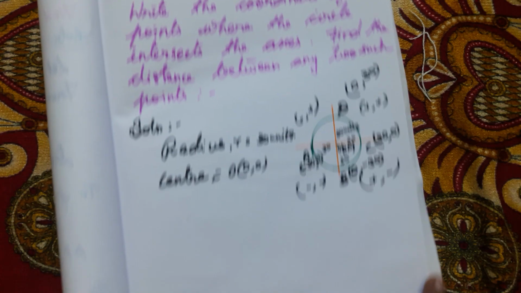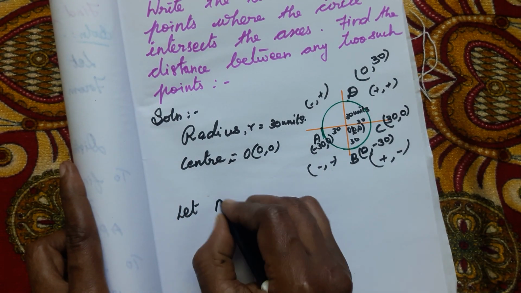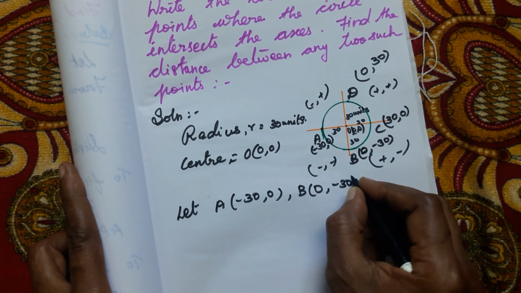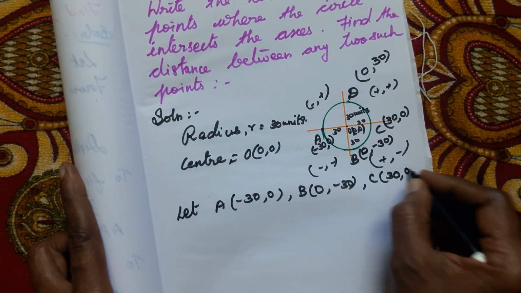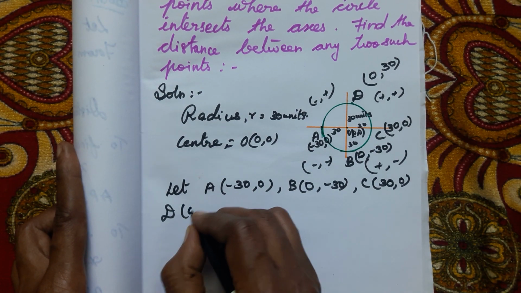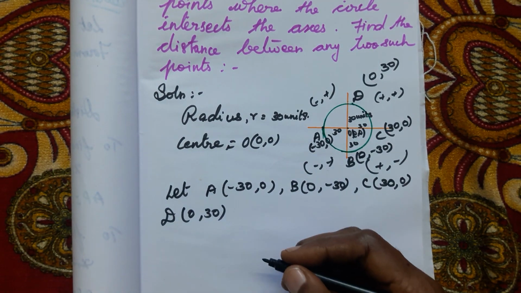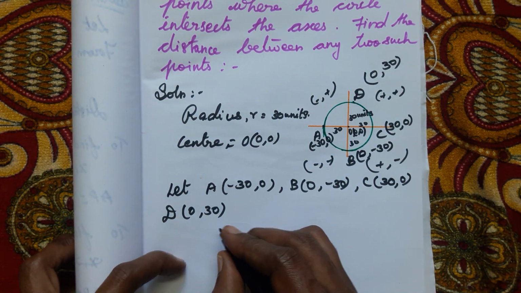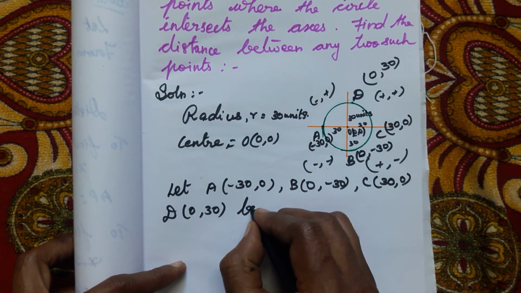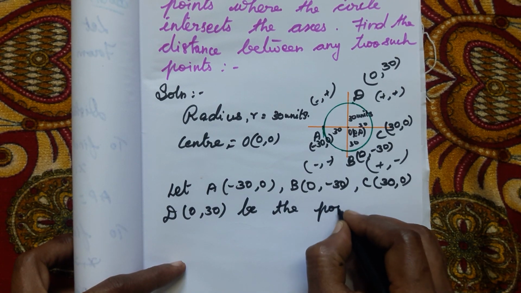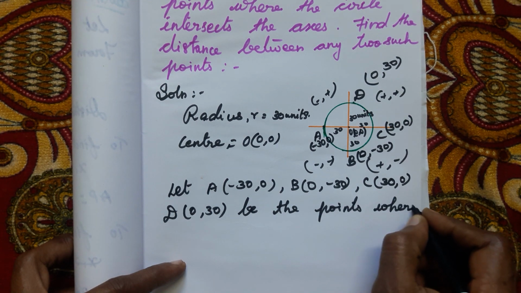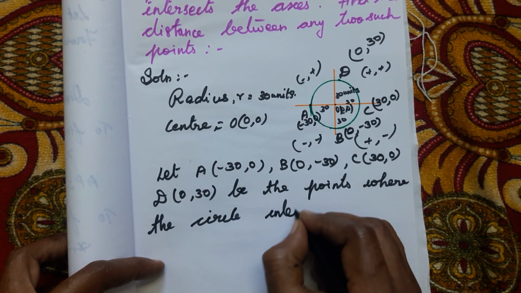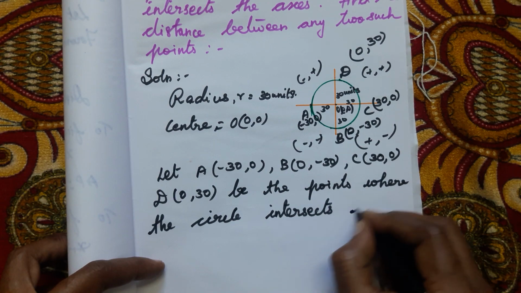Okay, clear? Next we can take A as minus 30 comma 0, B as 0 comma minus 30, C as 30 comma 0, and D as 0 comma 30, the points where the circle intersects the axis.